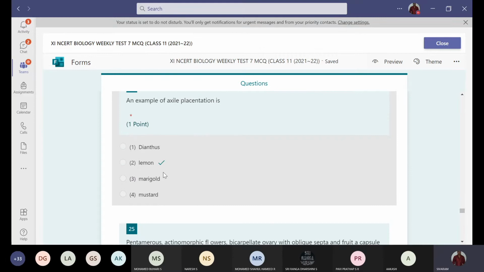And next, an example of axile placentation, lemon. In lemon we'll find the axile type of placentation.